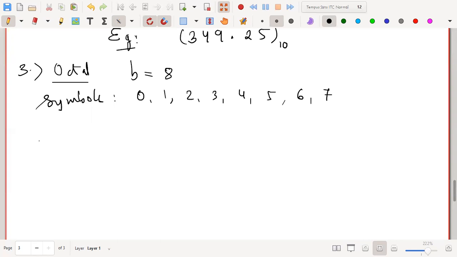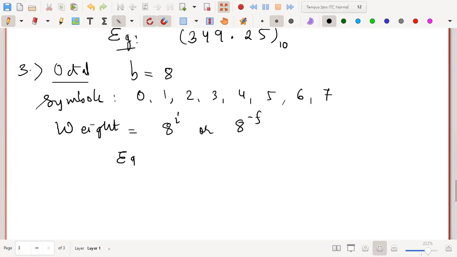Now you can calculate the weight of such a number system by 8 raised to the power i for the integer part, or 8 raised to the power minus f for the fractional part. You can take one particular example and then calculate the weight assigned.